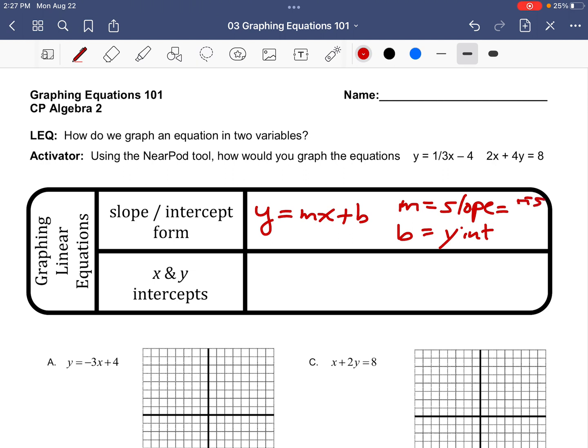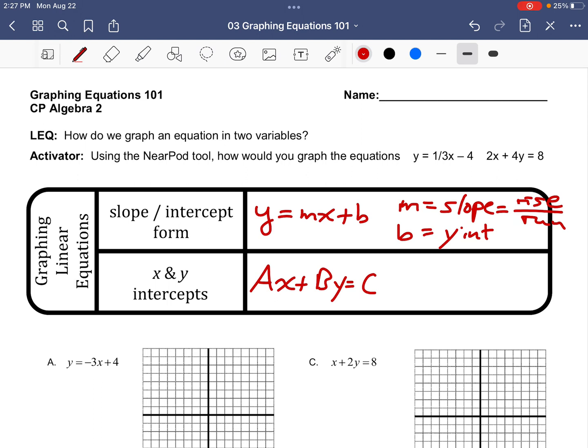Maybe we should also remember that the slope is rise over run. That's a nice little reminder. Rise is up and down. Run is, of course, left and right. And then x and y-intercepts, that's when an equation is of the form ax plus by equals c. I didn't mention, but that is called standard form. When an equation is in standard form, the variables x and y are on the same side.